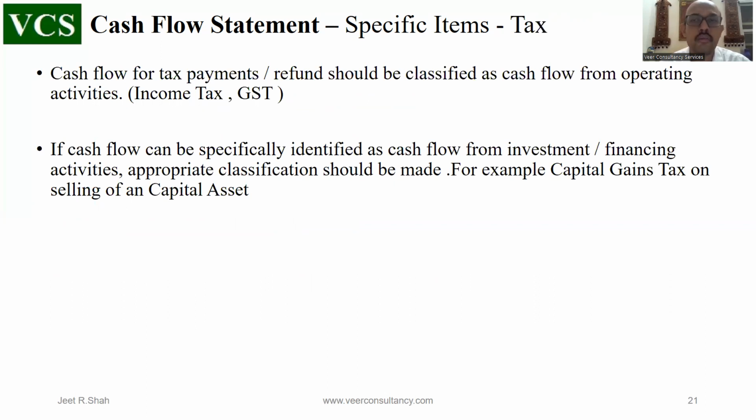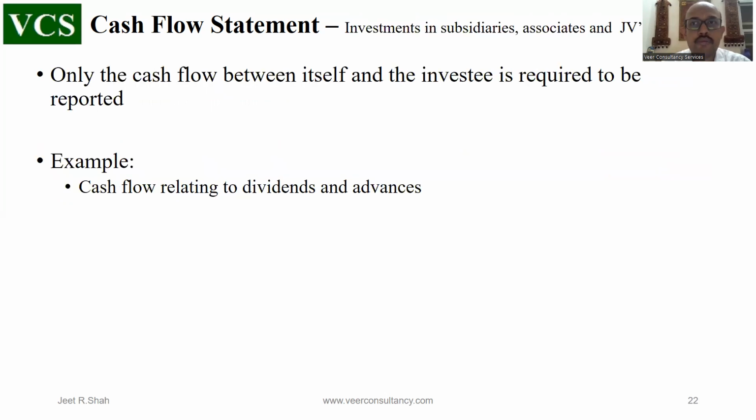So this will be a part of your what? This will be a part of your investing activities. Why? Because you are paying this tax because you had undertaken certain investments. It is not classified as cash flow from operations. So mostly income tax and GST, all the taxes which are related to normal day-to-day business operations, will be a part of your cash flow from operations. Now, investment made in subsidiaries, as well as joint ventures.